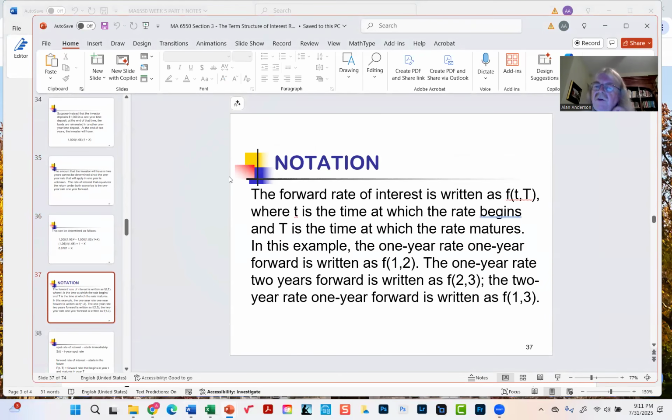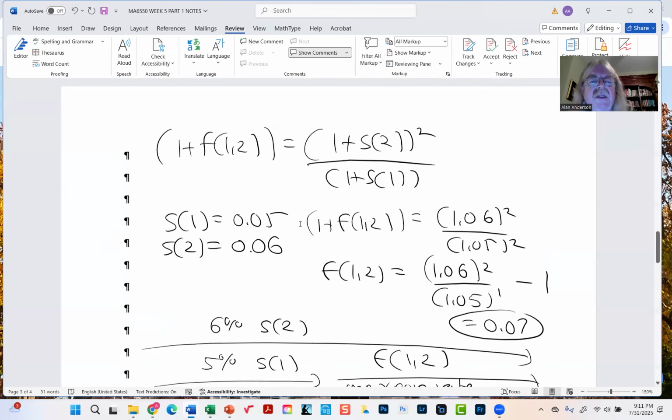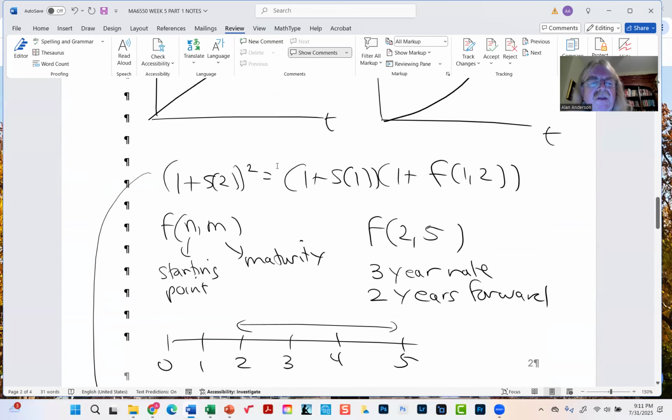All right, so again, with the notation, we're going to use F(T, T). I couldn't remember. This is the notation used by Hull's book. Let me change that right here, just so it's consistent.